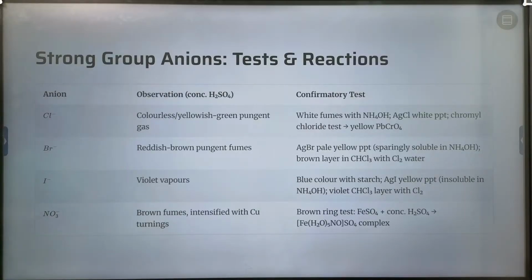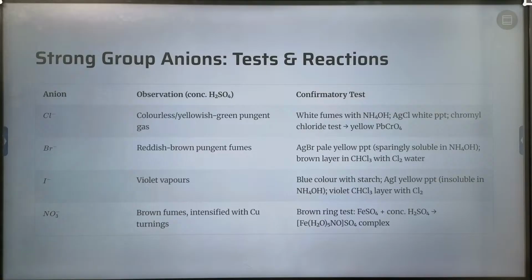Or if you want to go for a very simple test, you take the salt solution and add a little bit of starch. The starch and iodine will form a complex which is blue in color. So that also can be used as a confirmatory test for iodide.